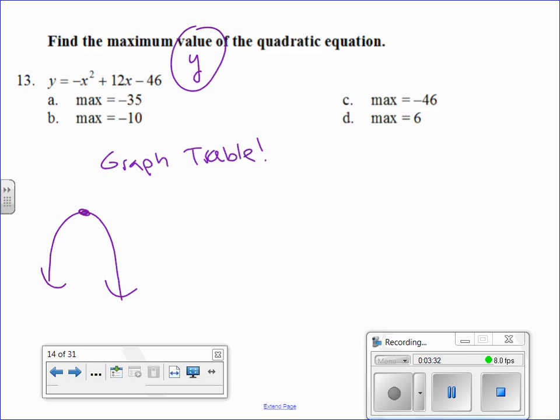So graph -x squared plus 12x minus 46. I'm actually just going to go straight to the table and look at the graph. I'm looking for the biggest value in the y column. You can find that by scrolling. I think the largest value I could find was -10. So 6, -10 is that vertex, and so -10 is the maximum value. Does that make sense? You scroll up and down and look for the biggest number appearing in the y column.